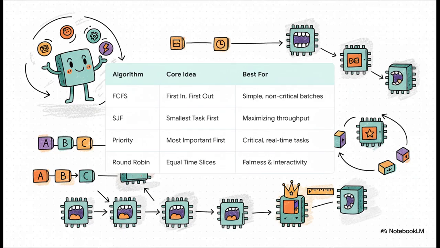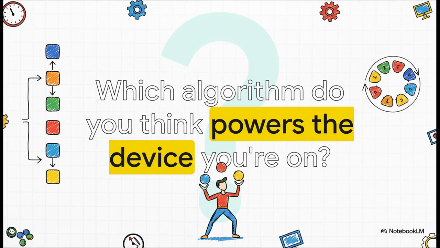Nope. They use a sophisticated hybrid, something like having multiple queues, maybe a high-priority round-robin queue for interactive stuff like your mouse and keyboard, and a lower-priority FCFS queue for big background tasks. They mix and match these strategies to get the best of all worlds. So the next time you're seamlessly switching between apps, you'll know it's not magic. It's an incredibly fast, sophisticated juggling act managed by a scheduler.